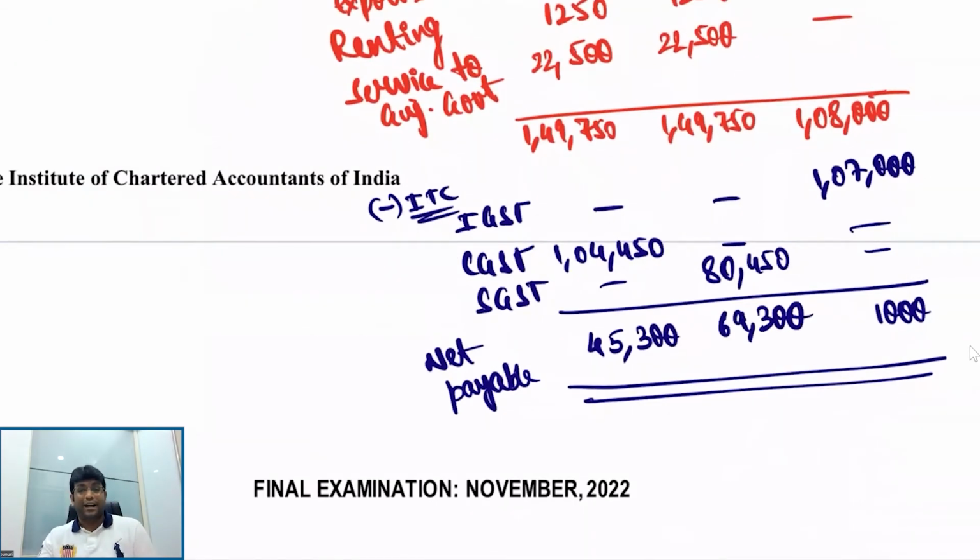So my final answer is 45,300 CGST, 69,300 IGST. Correct, my dear friends? 45,300 CGST, 69,300 SGST, 1,000 rupees IGST. That is the amount payable using electronic cash ledger.